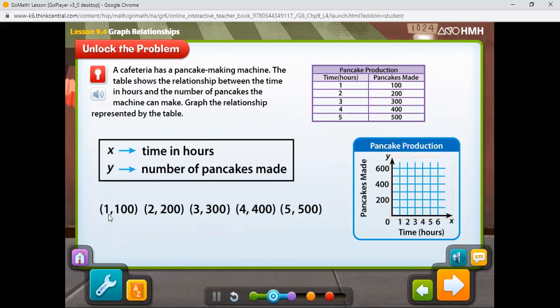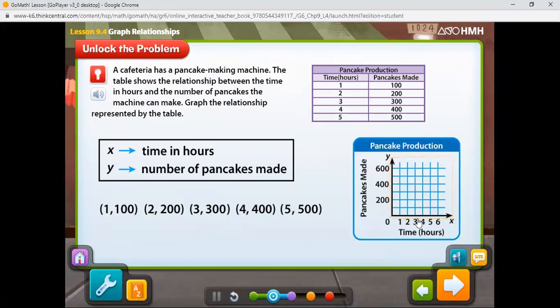So here 1 is x, and y is 100. When x is 1, y is 100. So where they both meet, we need to put a point. The next one is 2, 200. So x is 2 and y is 200. So where they both meet, you need to put a point.